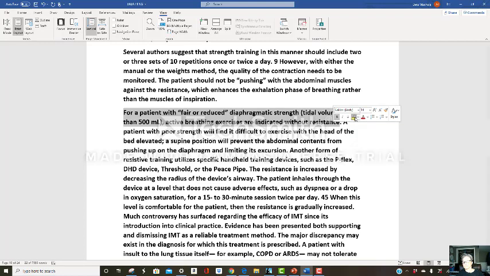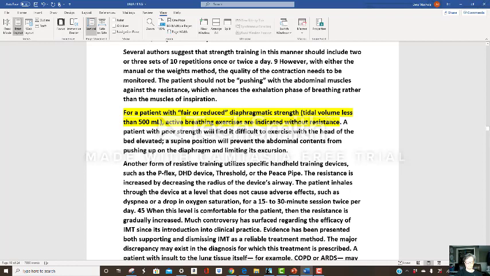Another form of resistive training utilizes specific handheld training devices, such as the P-Flex, DHT device, threshold, or the Peace pipe. The resistance is increased by decreasing the radius of the device's airway. The patient inhales through the device at a level that does not cause adverse effects, such as dyspnea or a drop in oxygen saturation, for a 15 to 30-minute session twice per day. When this level is comfortable for the patient, then the resistance is gradually increased.